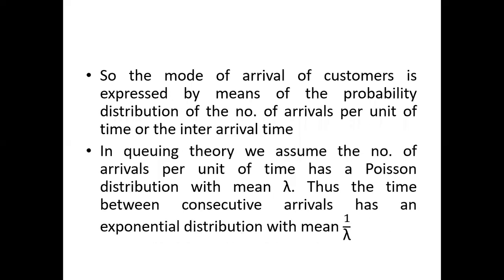The mode of arrival of a customer can be assumed to have a probability distribution, and the number of arrivals per unit time, or the inter-arrival time, can be modeled to suit the nature. In queuing theory, we assume that the number of arrivals per unit time follows a Poisson distribution with mean lambda. Thus, the time between two consecutive arrivals has an exponential distribution with mean 1 by lambda.